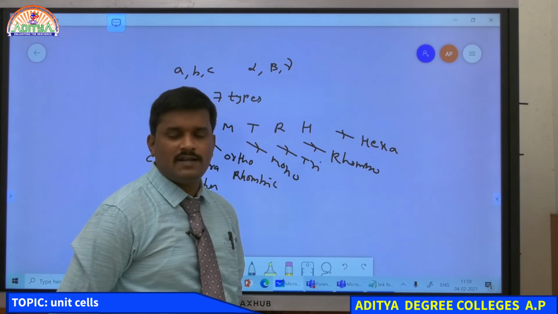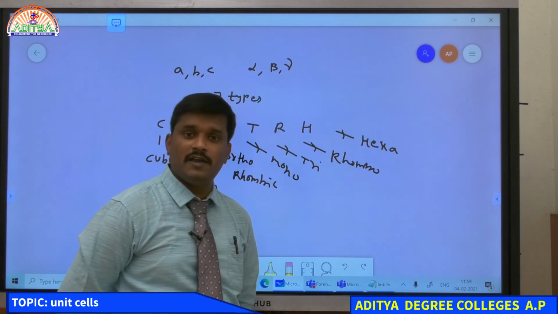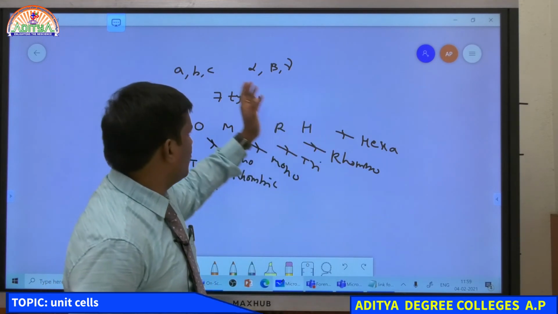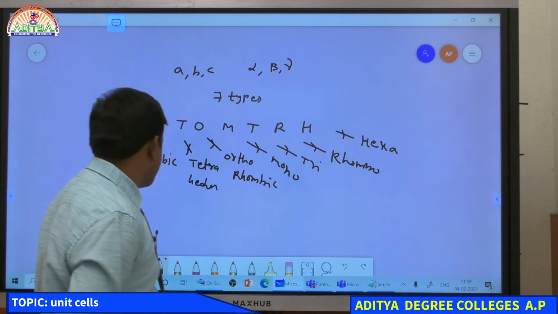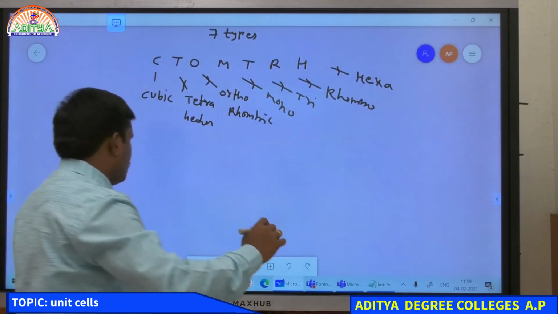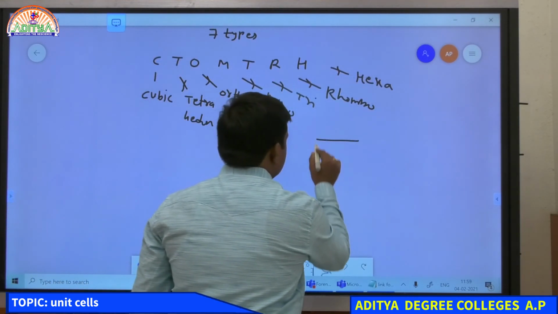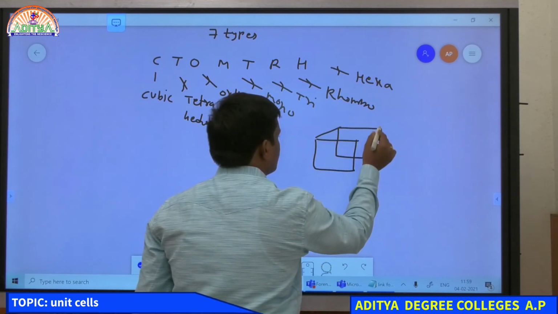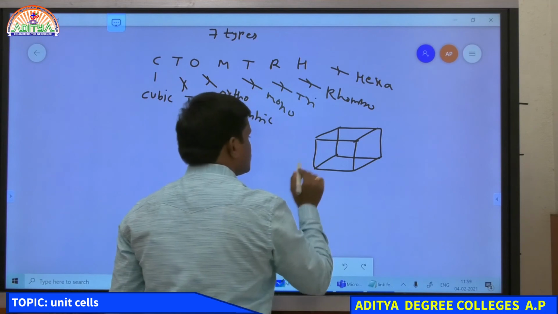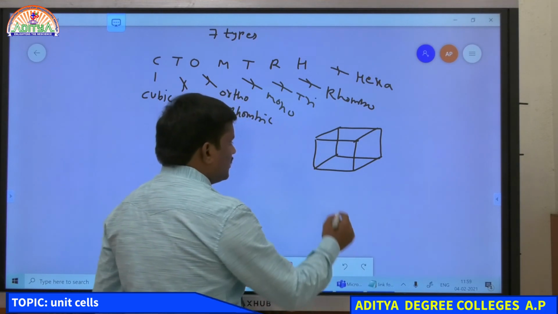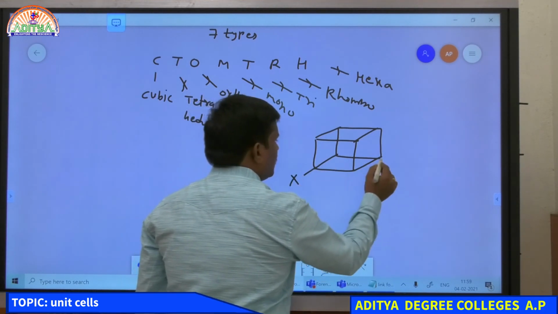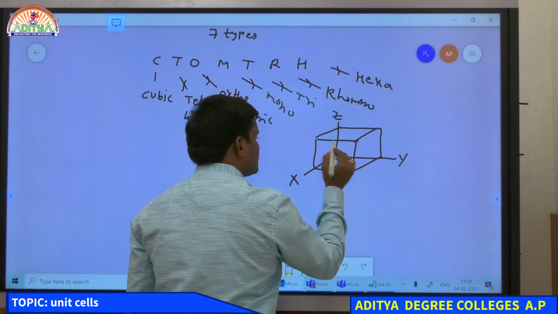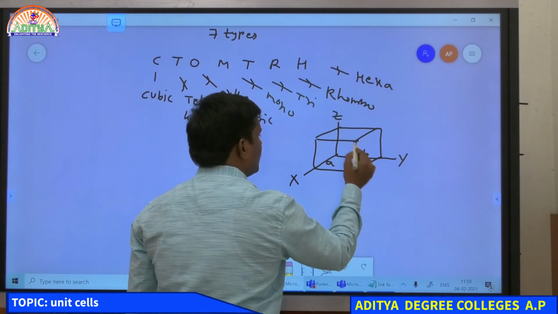So we already discussed all these types of crystals basing on physical parameters, that is the a, b and c values, the length of the face of a crystal, a along x, b along y and c along z. So look at the crystal. Whenever this is along x, this is y and this is z, this is the length of the crystal along the x axis, this is along y and this is along z.